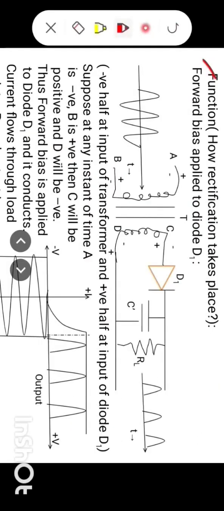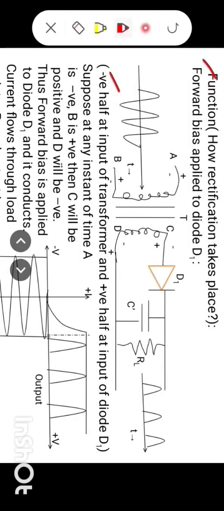Function. How rectification takes place. Let us see. In two steps we will study the function. First we will apply forward bias to diode D1, then we will apply reverse bias to diode D1. Now how do we apply forward bias to diode D1? Let us see.